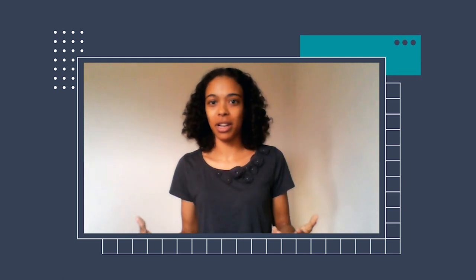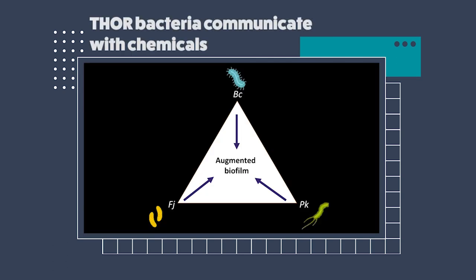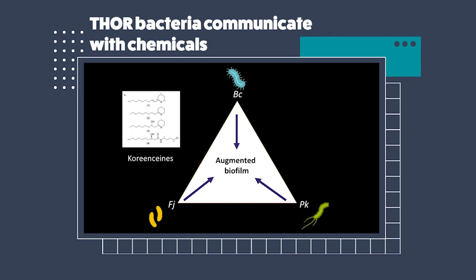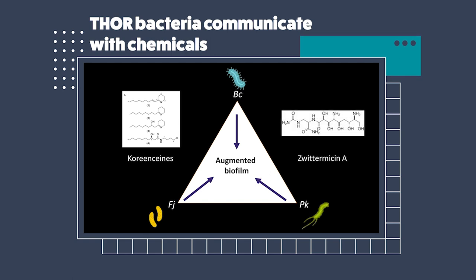Now, this is a lot to remember, and I don't expect you to remember all of these different phenomena that I've shown you today. But what I would like you to remember is that these bacteria communicate with chemicals, like many other bacteria. So we've seen coriancins, which have a certain effect on these different bacteria, and zwittermycin, which has a certain effect. But there's also many more chemicals that we haven't yet identified that govern the interactions between all of these bacteria and bacteria in general.